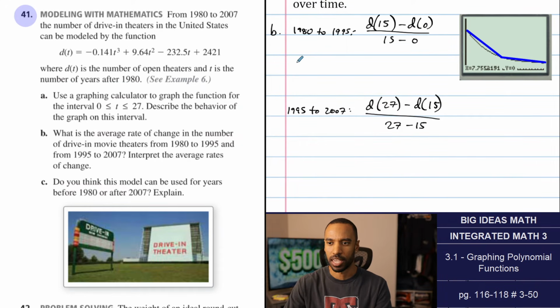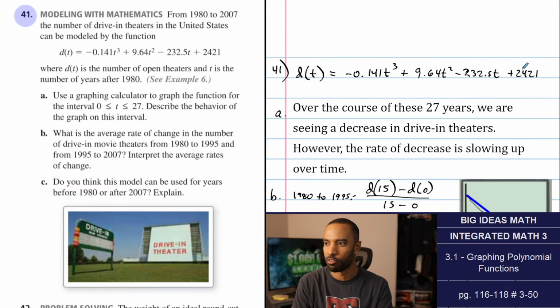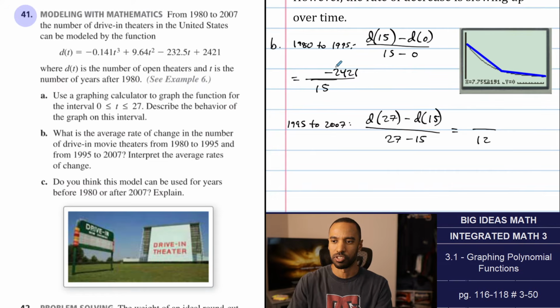Now, the very first things I can already do for you is 15 minus 0 is 15. 27 minus 15 is 12. D of 0, we should know, is 2421 right here. Everything else I have to kind of get computed. So this is where I can use the calculator. I'm going to write it down.